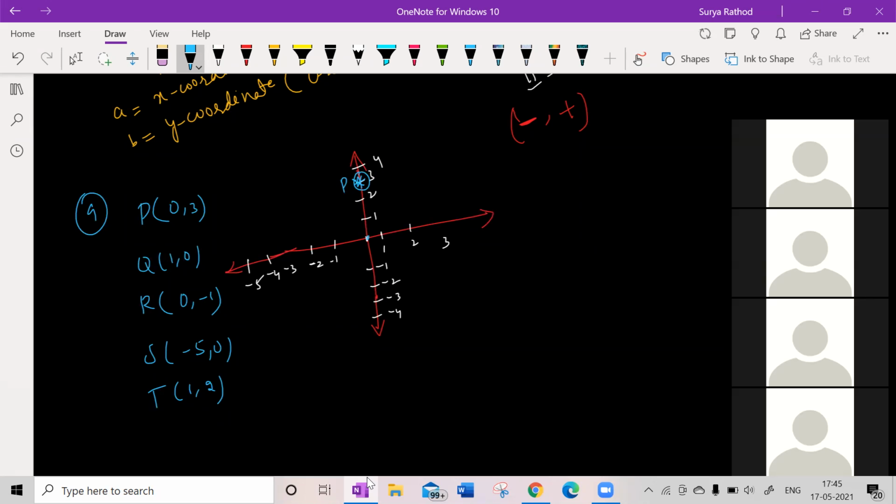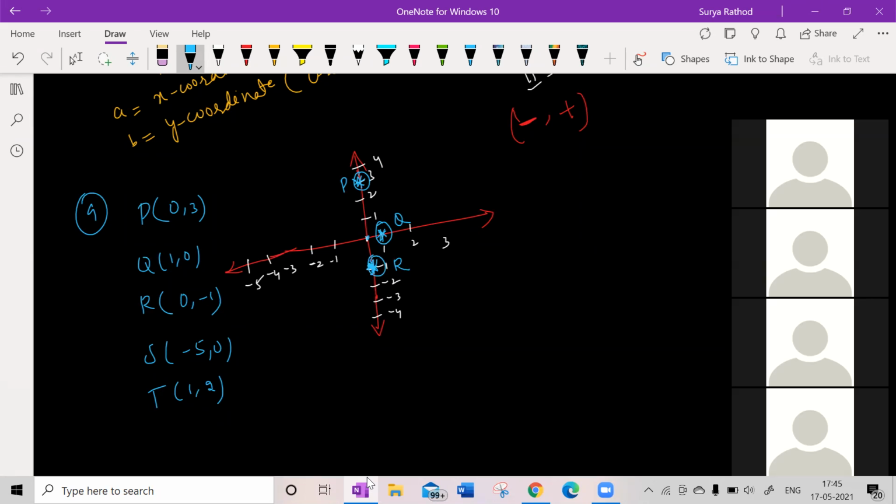Q is (1, 0). The y coordinate is 0, so 1 is on the x-axis. This is Q. R is (0, -1). This is going to be on the y-axis.